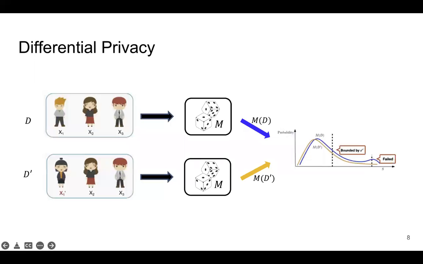Intuitively, in this example we have two data sets, D and D prime, where only the first data sample, the person, is different. We input them to a random algorithm and get the outputs M(D) and M(D prime). Differential privacy requires that the distance between these two distributions is bounded by e to the power epsilon, and this part is some probability of failure.